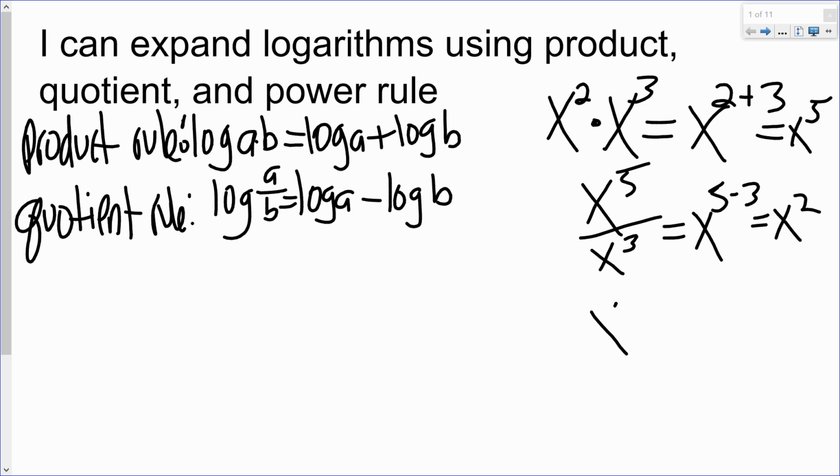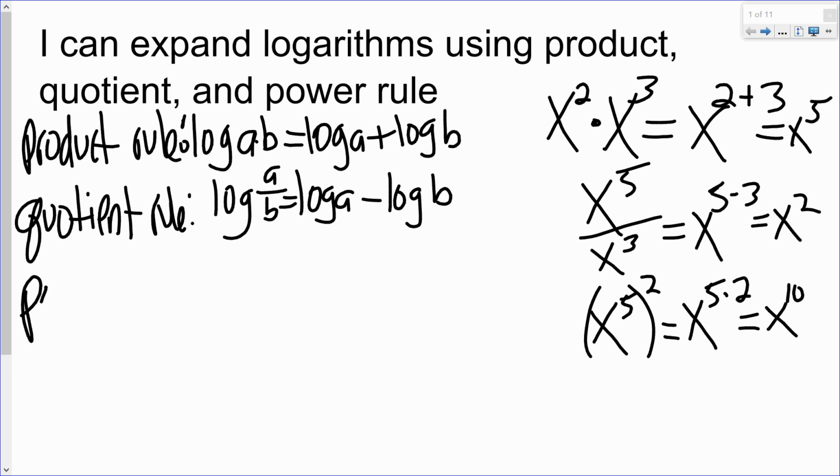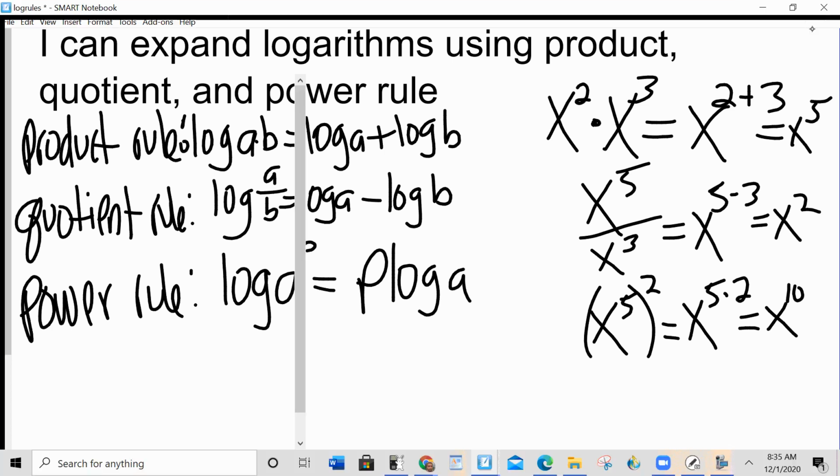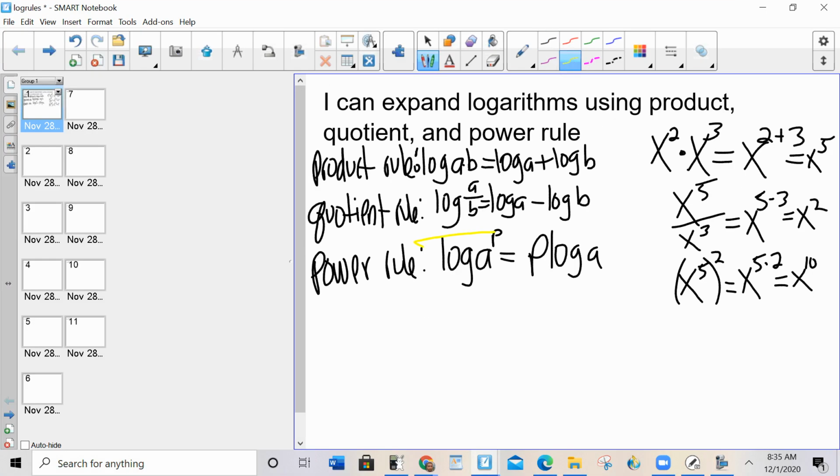And finally, when I'm raising a power to a power, I multiply. It becomes x to the 5 times 2, which is x to the 10th. So my power rule, when I'm raising a log to a power, it ends up being multiplied. Essentially, what happens is the power comes in front, but technically it becomes multiplication.